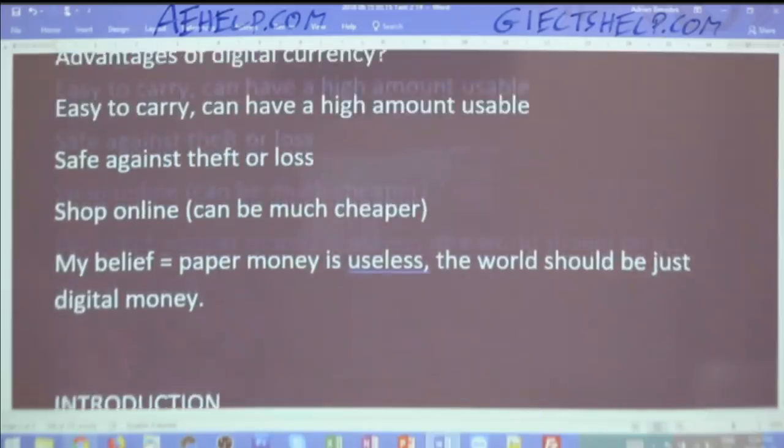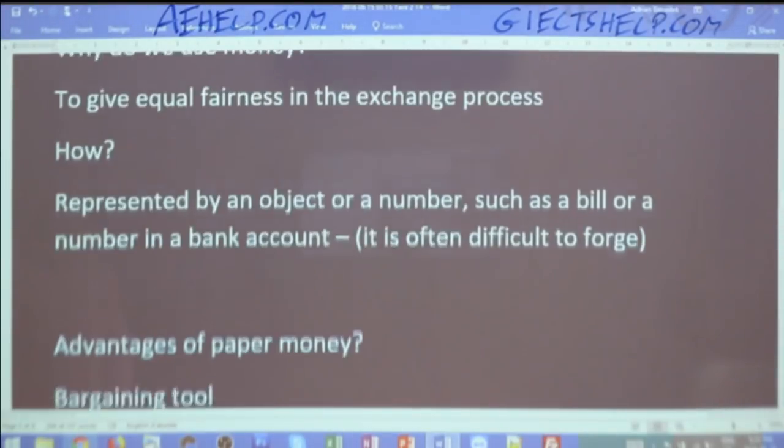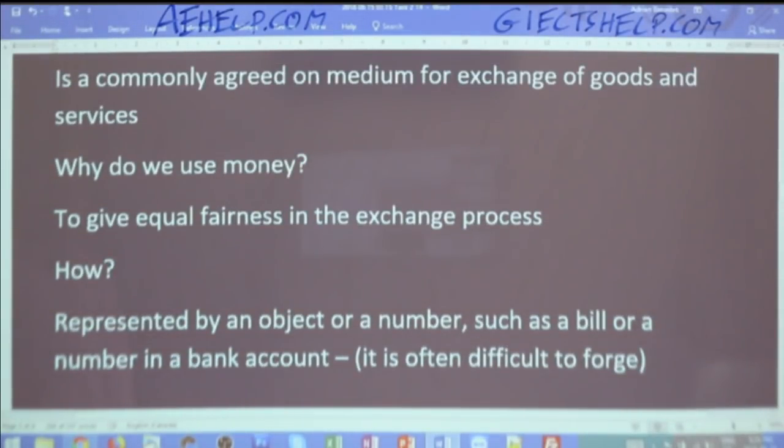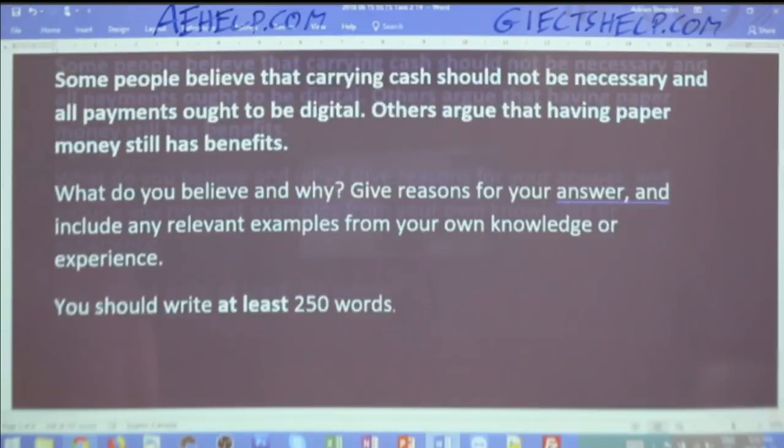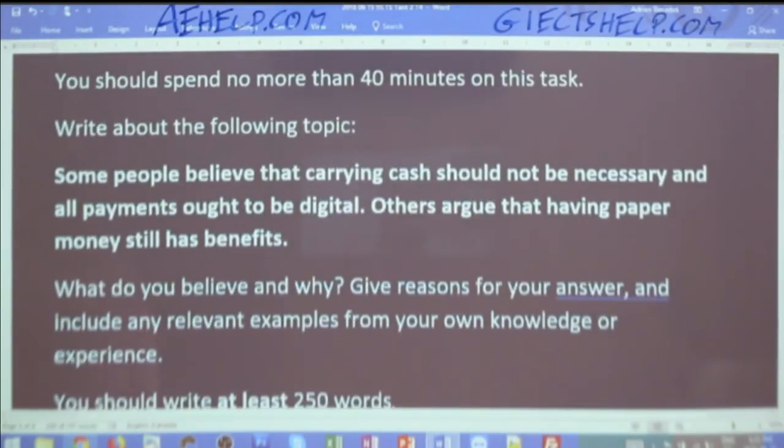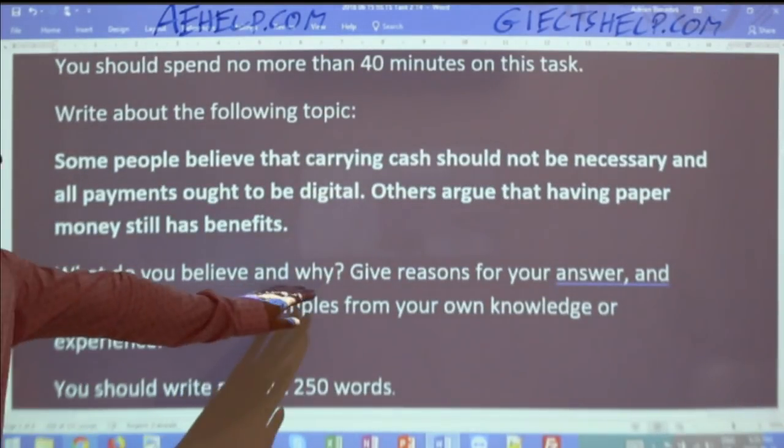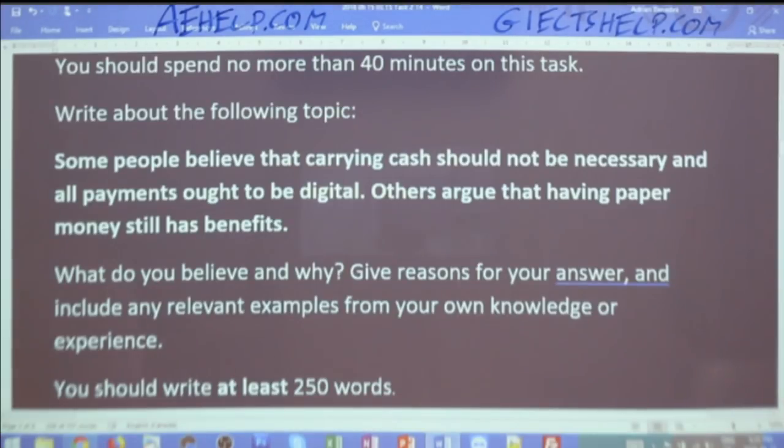Okay, girls and guys, I hope that makes sense. I hope you got some good advice from this lesson on how you should approach your Task 2 essay, especially when the question is asking you, what do you believe and why? All right? Make sure to practice at home.